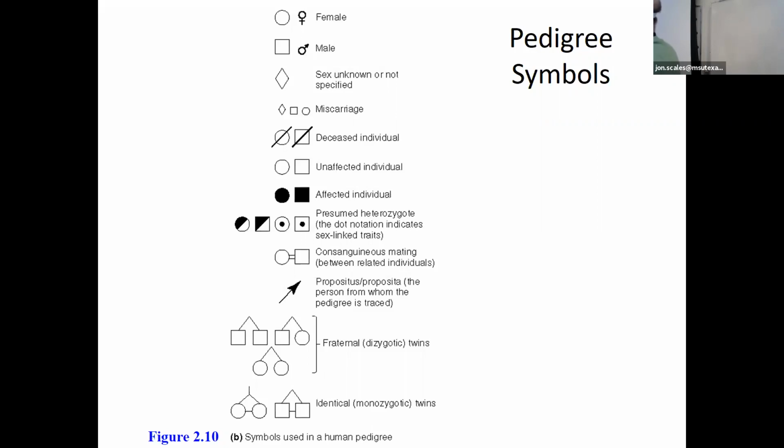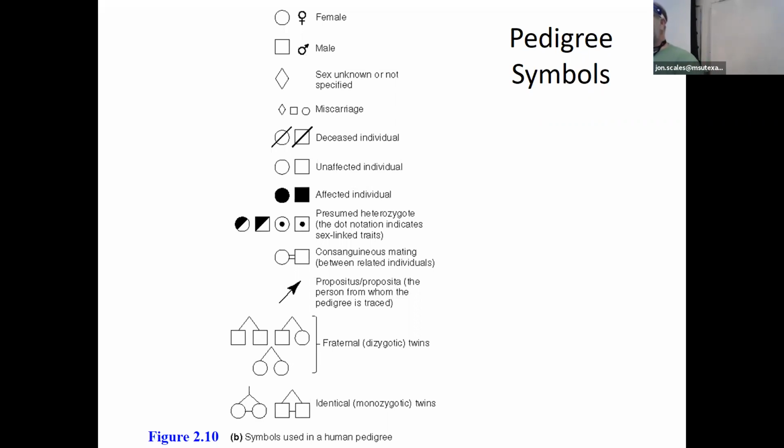You have symbols to indicate sex. Males are squares, females are circles. There may be a case where you wouldn't know the sex, an unborn child or something like that, and you could use a diamond for that. If you know the person is affected, the symbol would be colored in.